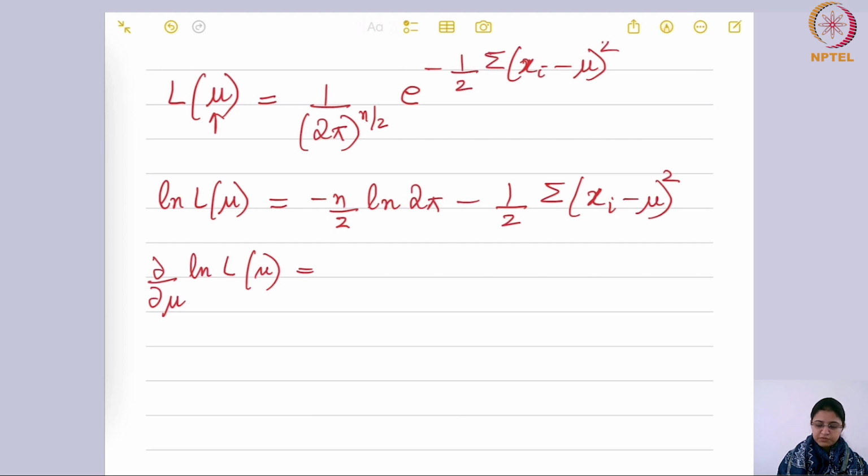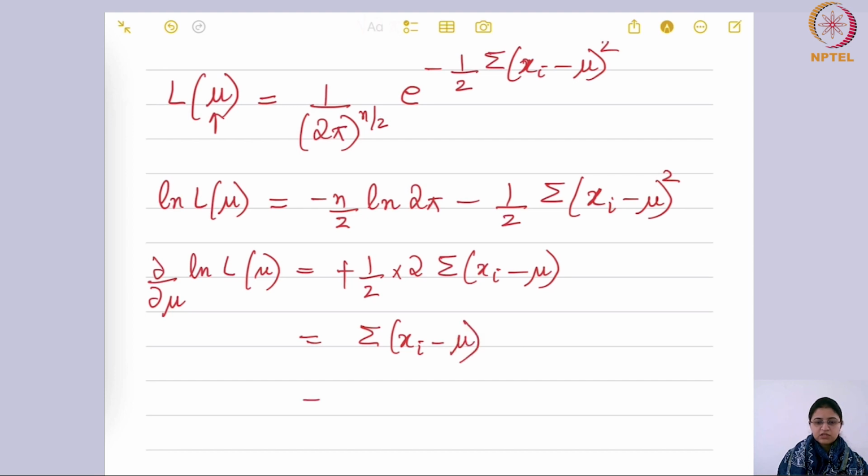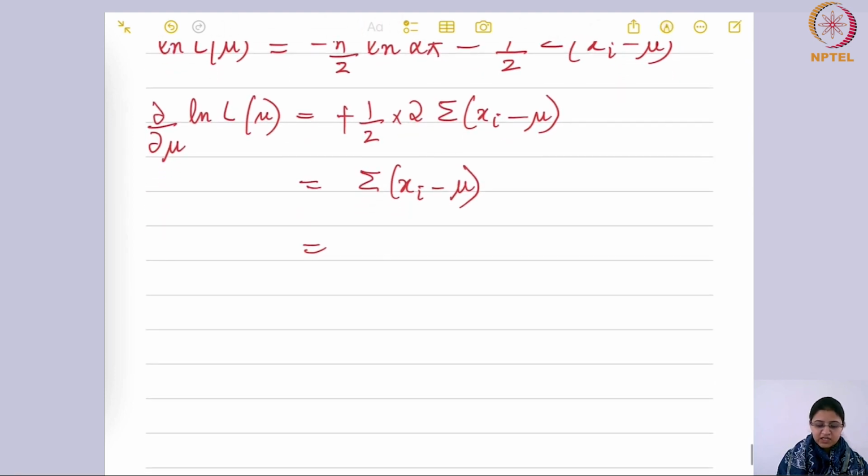so here minus 1 by 2 is there. So 2 and minus 1 by 2, let me just write it, twice of summation (xi minus mu), and here minus would become plus. So this would just be summation (xi minus mu), which is nothing but summation xi minus n mu. Right, summation xi minus n mu.